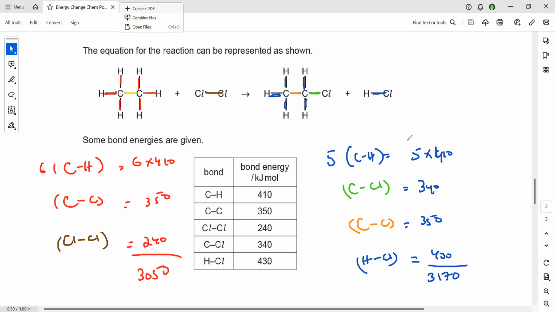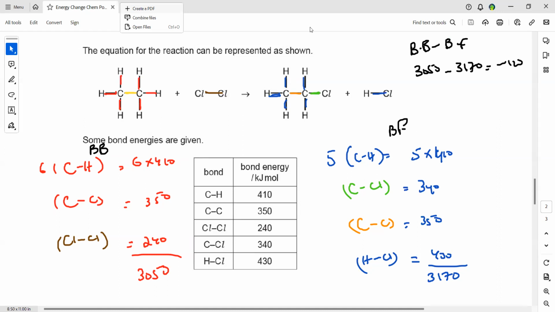So this is a bond forming, this one is a bond breaking. And to work out the energy change, it is bond breaking minus bond forming. So we just take a difference of the bond breaking minus the bond forming. That is equal to 3050 minus 3170, which is minus 120.